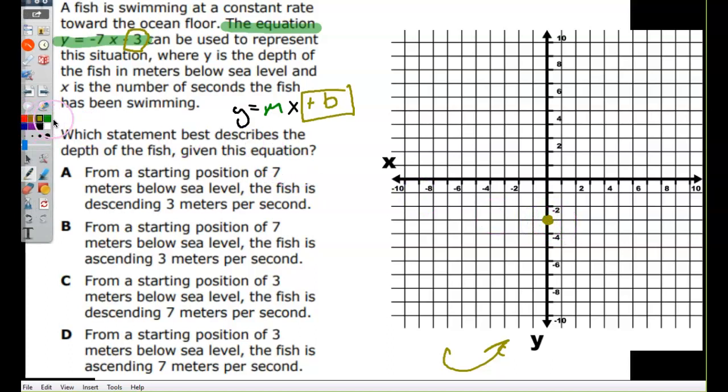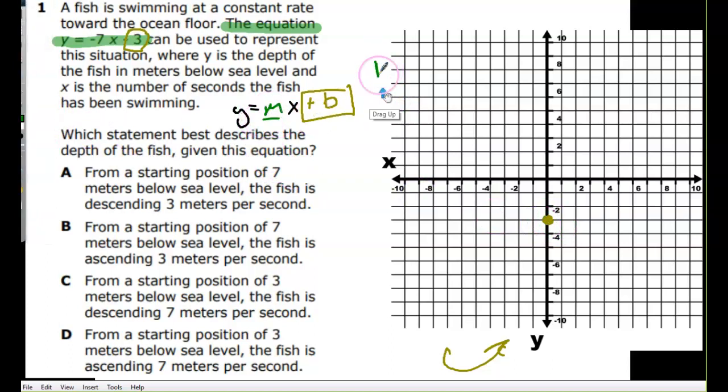And now my m is my slope, and that is defined as rise over run. In this equation, my slope is -7. So that means I have a -7 on top. Well, -7 divided by what equals -7? That's right, 1. So for every 1 I go over, I am going to rise -7. A negative rise would mean I go down. 1, 2, 3, 4, 5, 6, 7. And so it's going to give me a line that looks something like that. Now, I didn't draw it quite straight, but that's okay.